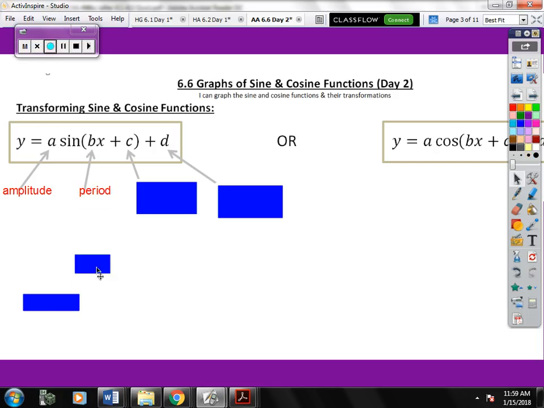The B value will, I want to say that this will affect the period. That'll affect the period. It's not the actual period. You'll be using that B value to find out what the period is. The period is how long until the function starts repeating itself. So it's like how long until it gets back to where it was.